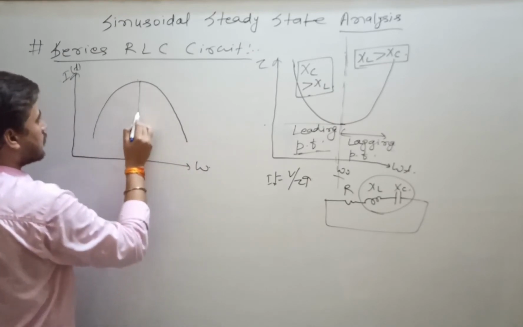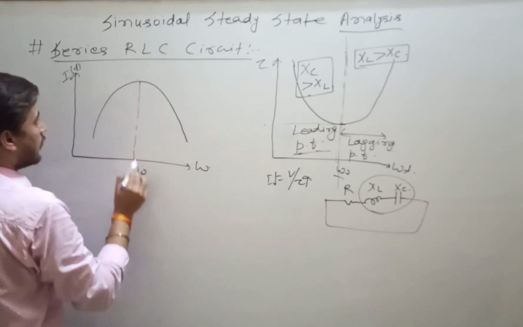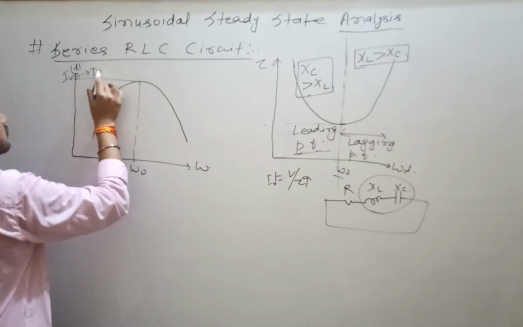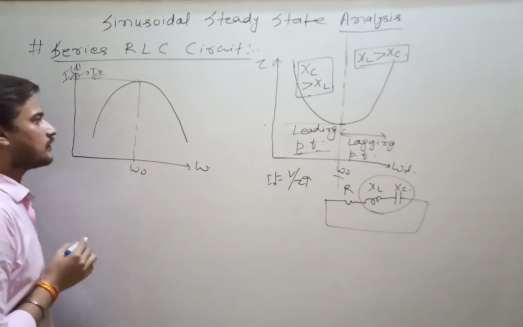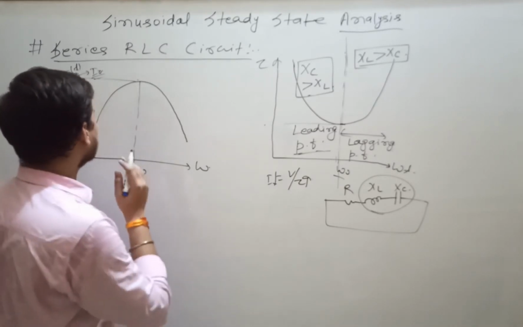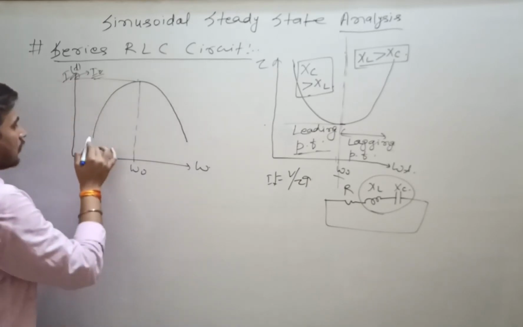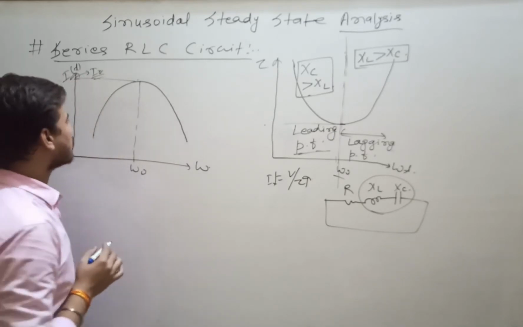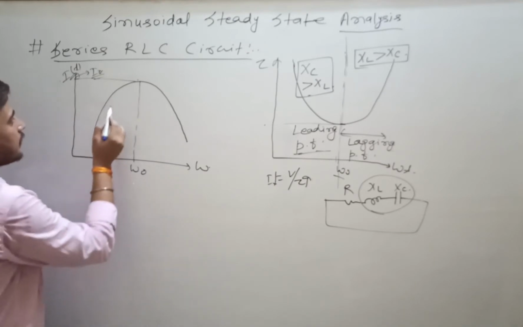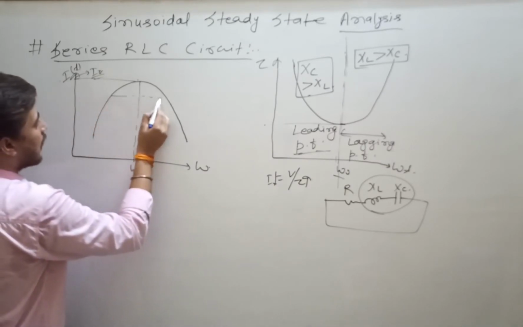Clear? This is your omega naught. At this time the current will be maximum and this current value is I naught. At resonating frequency the current will be maximum and this current is I naught. Clear? Now if this current is I naught, I am defining two more frequencies.